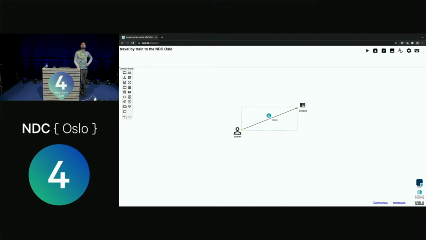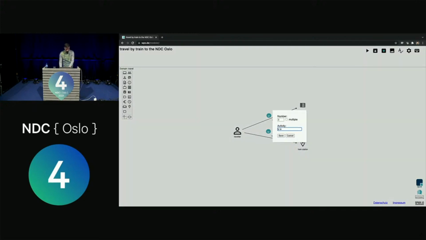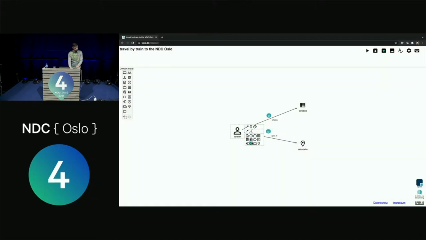And then? The traveler goes to the train station. Okay. And then? Buy a ticket, I hear from different sides. Sorry, I think my keyboard is not working anymore. So the traveler goes to the train station and then buys a ticket.